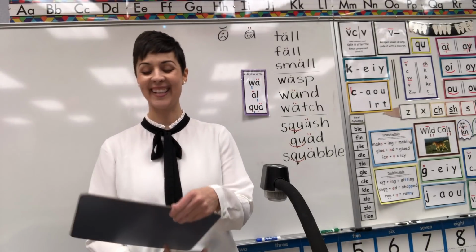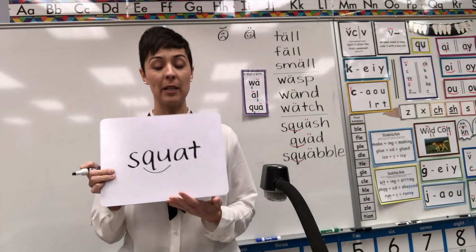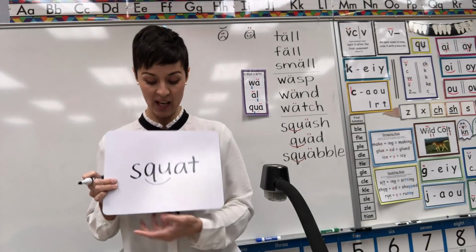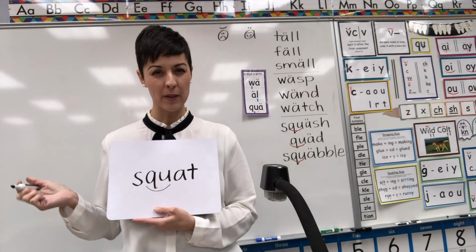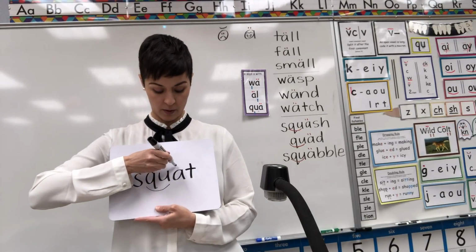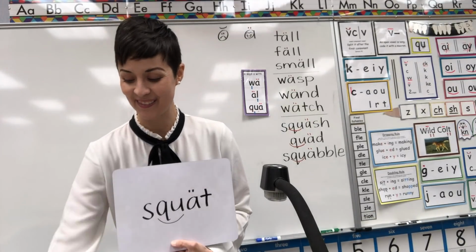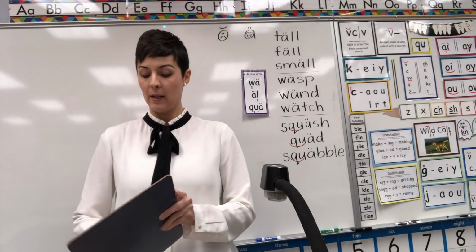Okay, let's check it. Squat should be spelled S-Q-U-A-T. Did you get A after Q-U says ah? And of course I code it with an umlaut. Erase, erase. Next word.